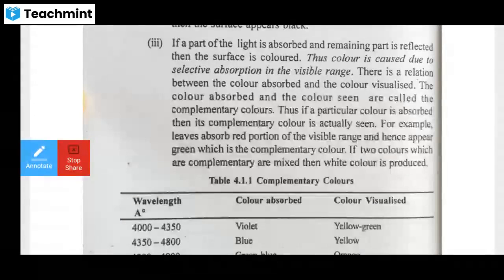If a part of the light is absorbed and the remaining part is reflected, then the surface is colored. Thus, the color is caused due to the selective absorption in the visible range. There is a relation between the color absorbed and the color visualized. The color absorbed and the color seen are called complementary colors.